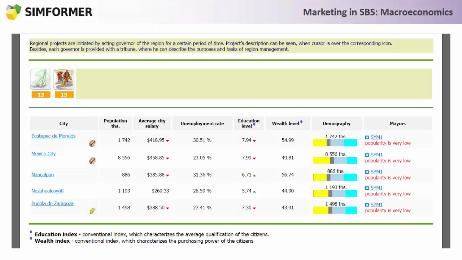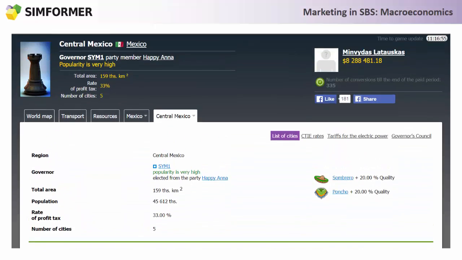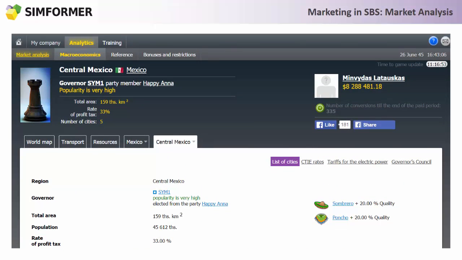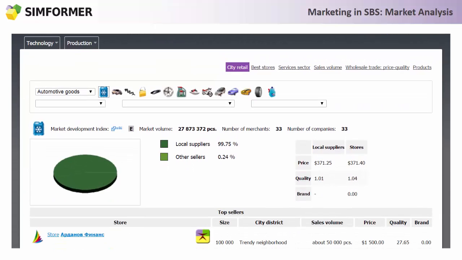After macro data analysis, we can move on to a more thorough analysis of the markets from the perspective of product sales. Now, first of all, there are a couple of different perspectives. One is the city retail, then there's also the service sector and the producer perspective.